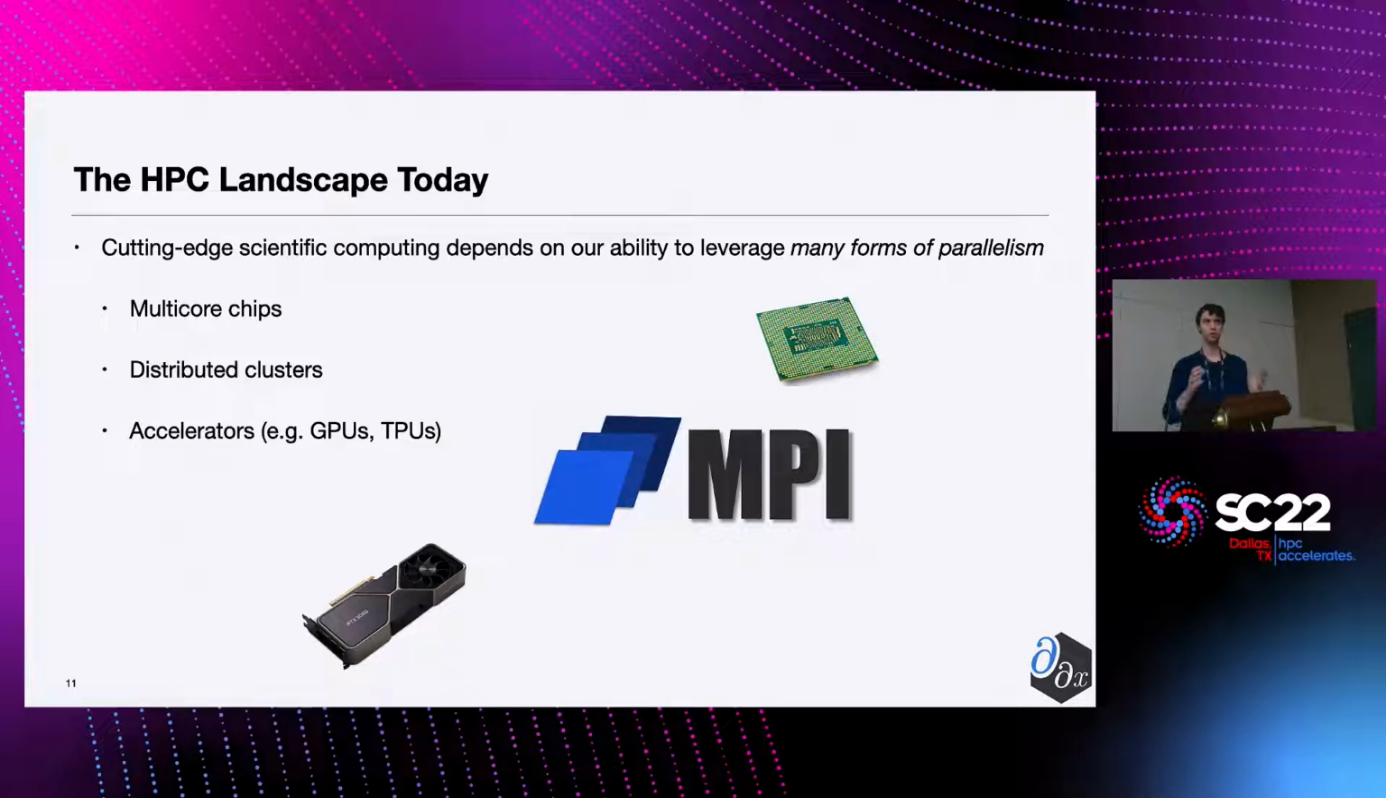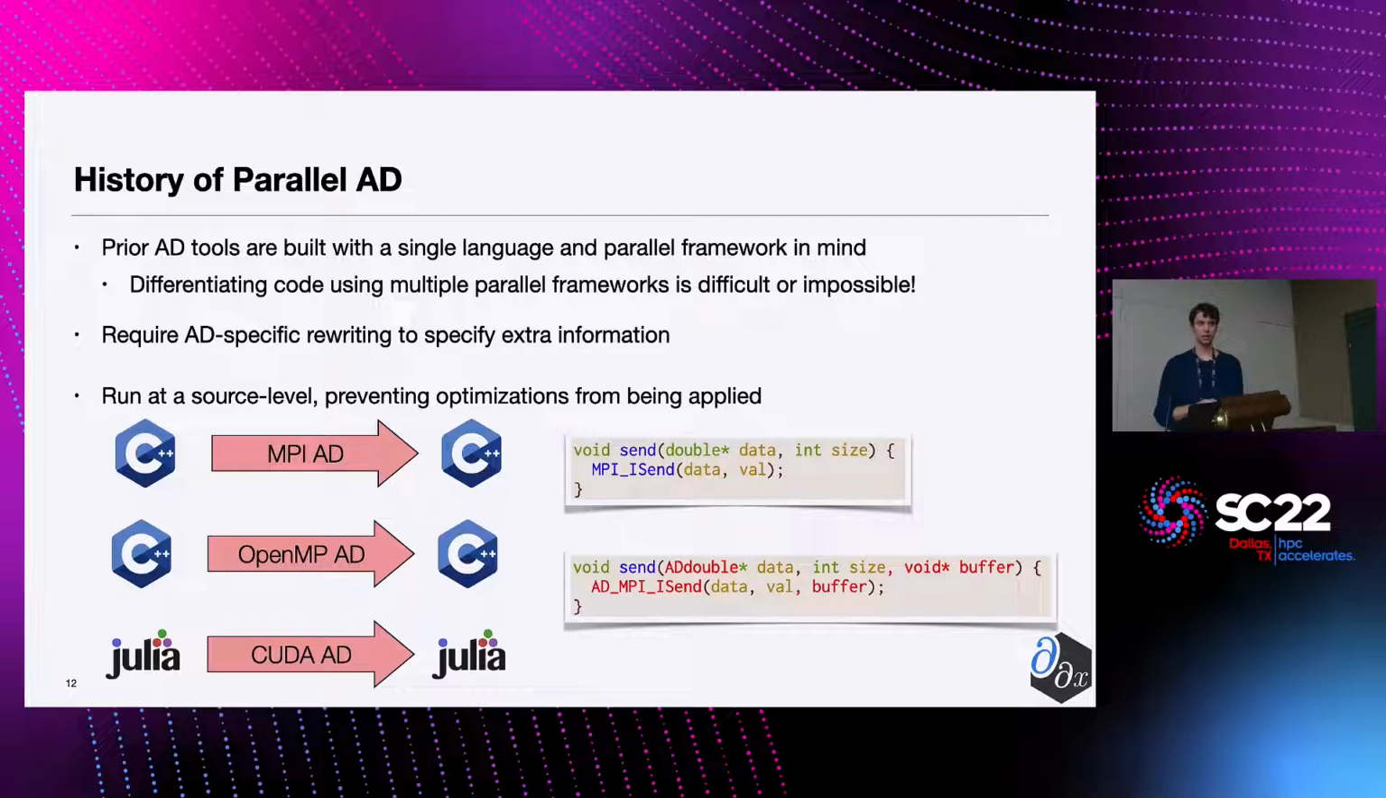Now, the code that I showed before was inherently serial. There's no nice ability to take advantage of accelerators, GPUs, or other forms of parallelism. Specifically, inside of the HPC landscape today, any sort of large-scale learning, any large-scale simulations really needs to be able to leverage the multiple forms of parallelism that exist in multi-core chips, distributed clusters, as well as accelerators.